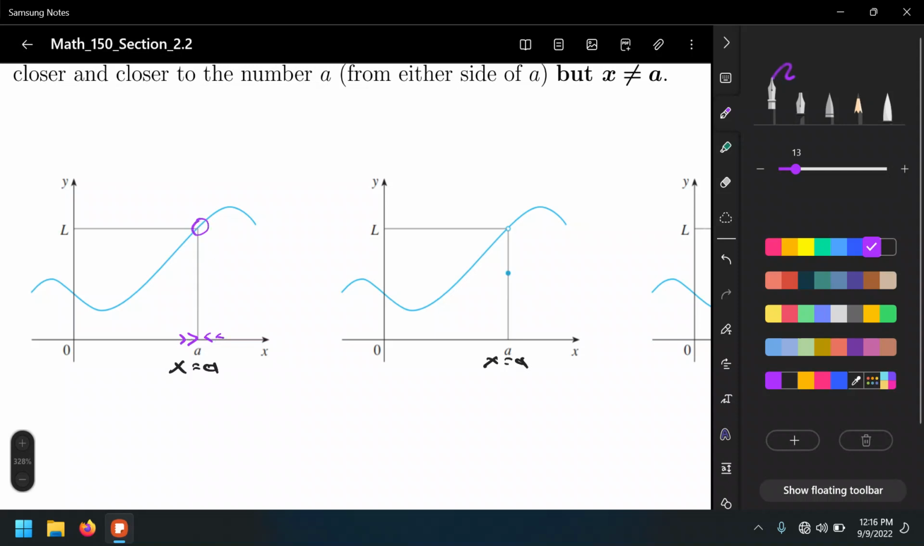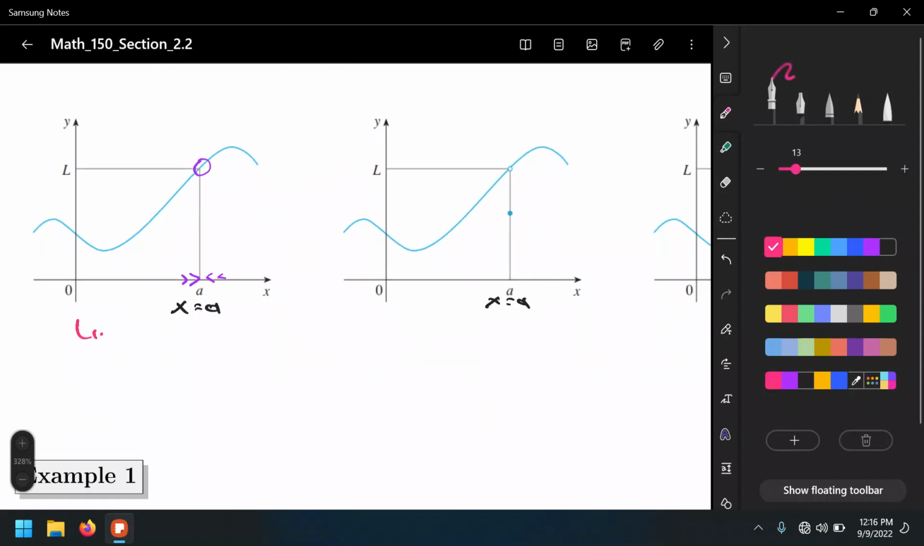So, number 1, the limit exists, and f of x exists at x equals a, that is, f of x is defined at x equals a. So we have the case in which we have a really nice function, a continuous function. Both the function is defined and the limit at that value of x also exists.